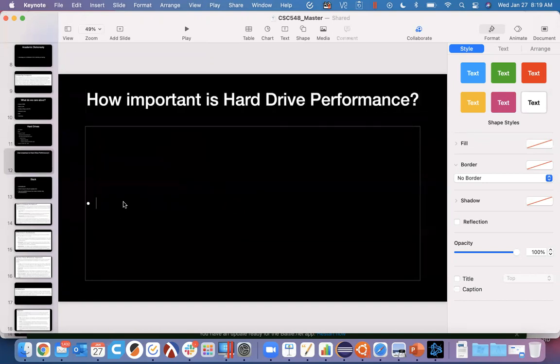How important is hard drive performance? Very important. When you are booting a computer, your hard drive performance does matter, because the slower the hard drive, all the functionality in the starting point can be slower.